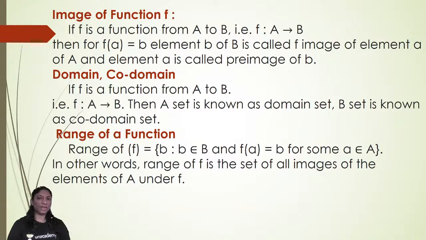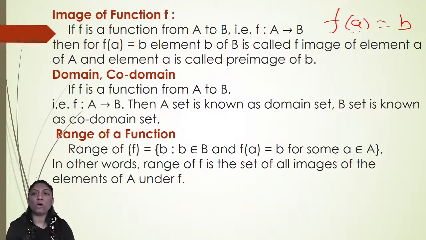If f is a function from A to B, that is f defined from A to B, then for f of a is equal to b, element b of B is called the image of element a, and element a is called the pre-image of b, right? See here, f of a is equal to b; b is called the image of a and a is called the pre-image of b. Okay, it is your image of a function.